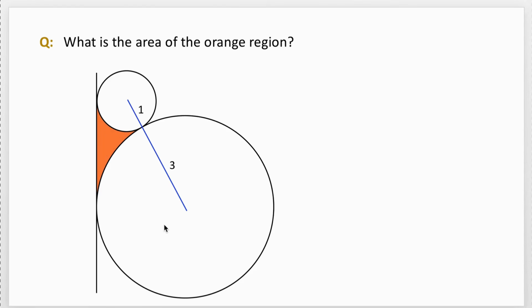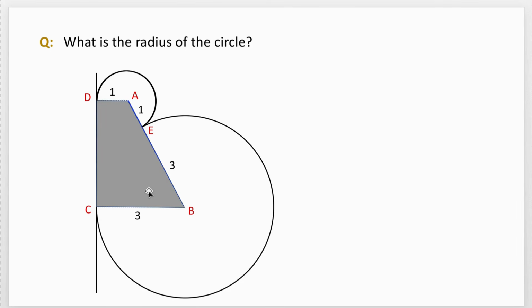Let's start by drawing the radius of each circle horizontally, like this. We label the four vertices A, B, C, and D. Point E is the point where the two circles touch. The quadrilateral ABCD is a trapezoid, and its area is denoted by A trapezoid.